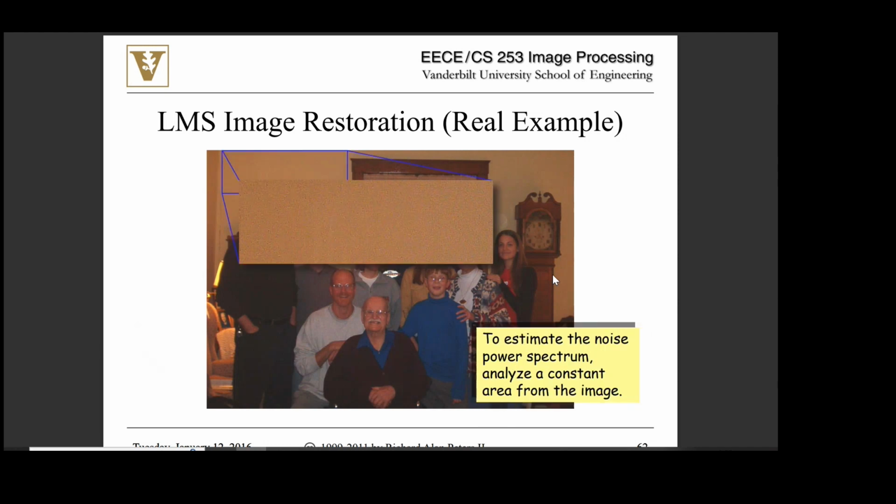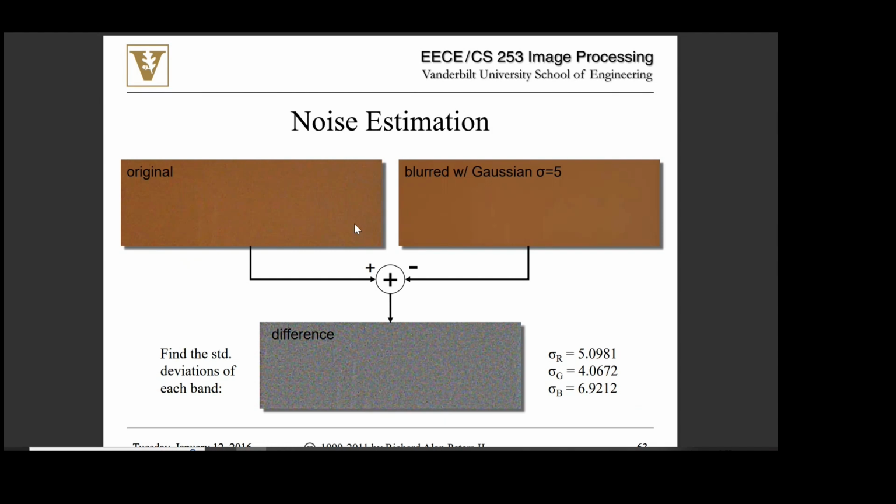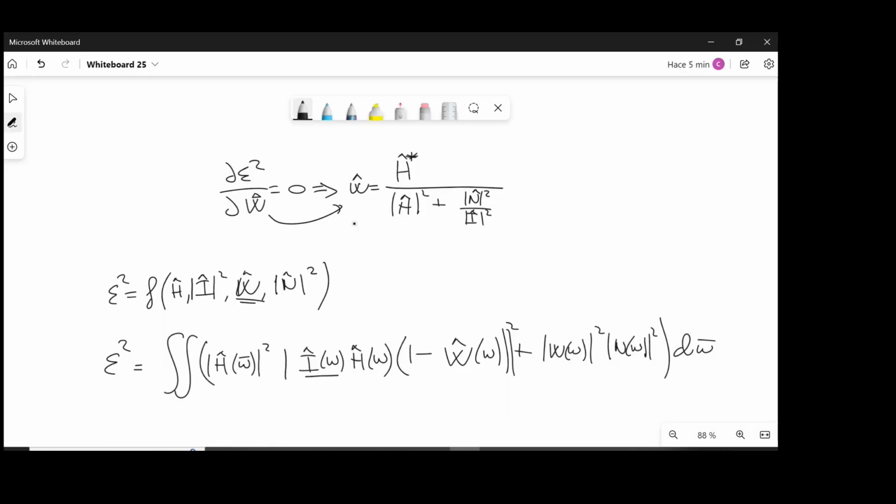For the noise, I can go to a very flat area, and the fluctuations in that flat area must be the noise. I can take that flat area, compute the power spectrum, and now I have the power spectrum of the noise here. So how can I estimate the noise? This original image will be something flat plus some noise. How can I estimate the flat region? We already know how to estimate the flat region. So let's think of this in Fourier space.